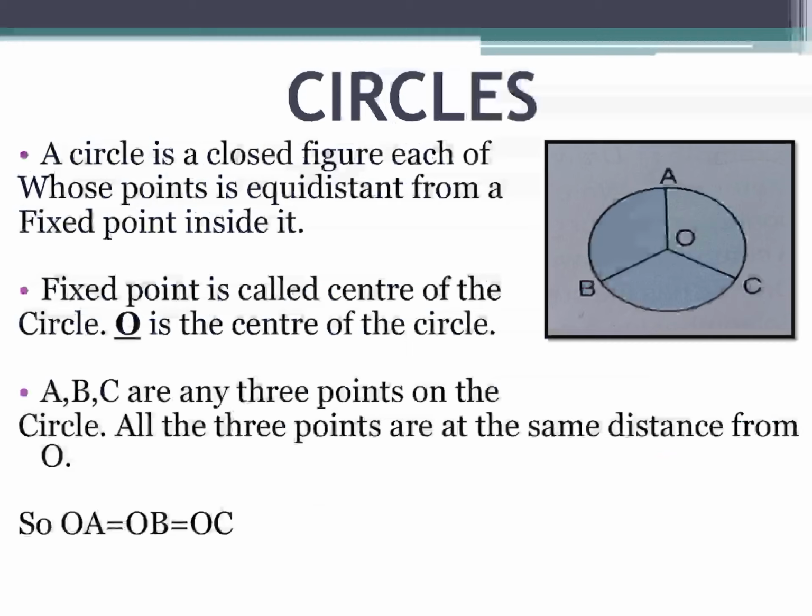What is a fixed point here? O. The fixed point is called the center of the circle. O is the center of the circle. A, B, C are any 3 points on the circle. All the 3 points are at the same distance from O. It means OA, OB and OC have the same length, equal distance from the point O.